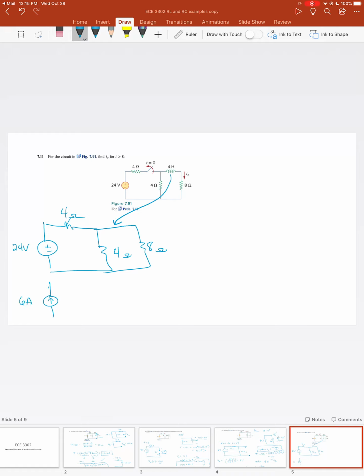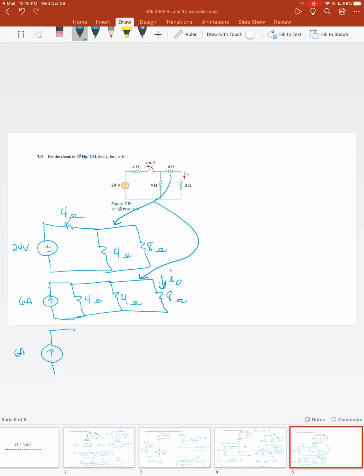Okay, let's do a source transformation on that 24 volts and the 4 ohms. So I'll get 6 amps. That 4 ohm resistor moves in parallel, this other 4 ohm resistor is still here, and my 8 ohm resistor is here, and the inductor is still looking like a short. So what I want is the current through the 8 ohm resistor. These two 4s can be combined in parallel, and when I do that, I'll get 2 ohms.